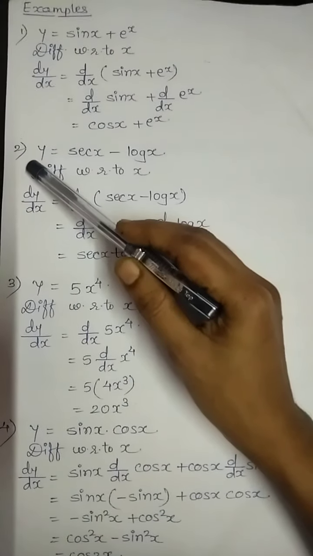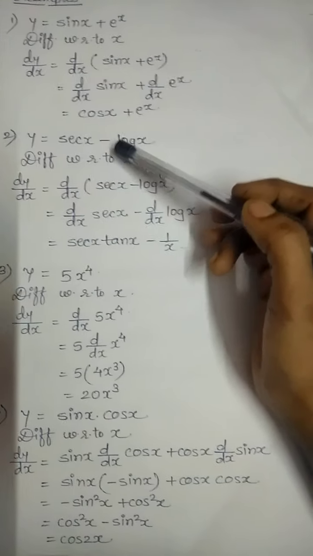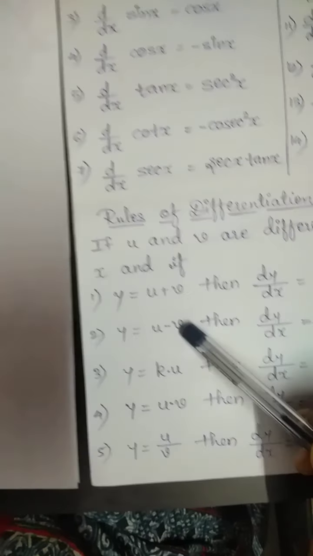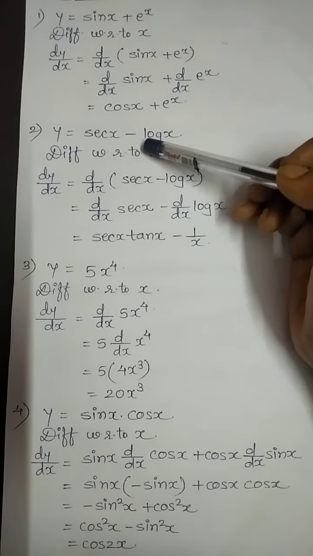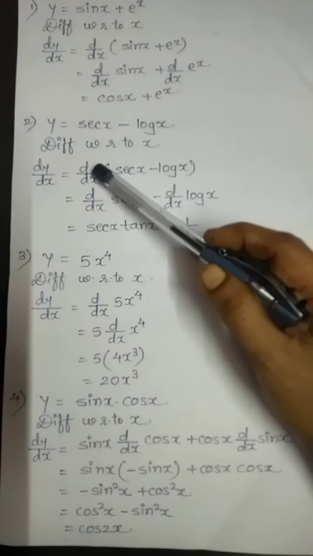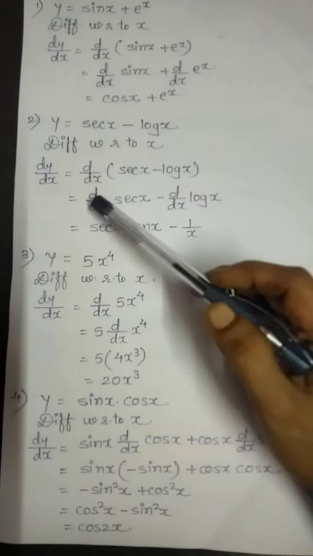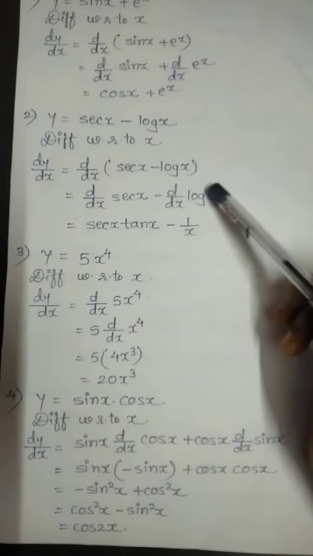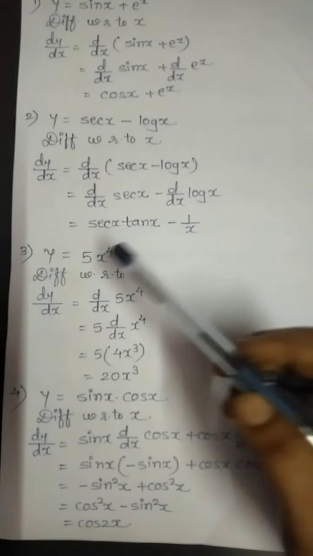Now second example, y is equal to sec x minus log x. Now this is related to our rule number 2, u minus v. So here also differentiating with respect to x, so dy by dx is equal to, we will find derivative of first term minus derivative of second term. So derivative of sec x is sec x into tan x and derivative of log x is 1 upon x by using the standard formulas.